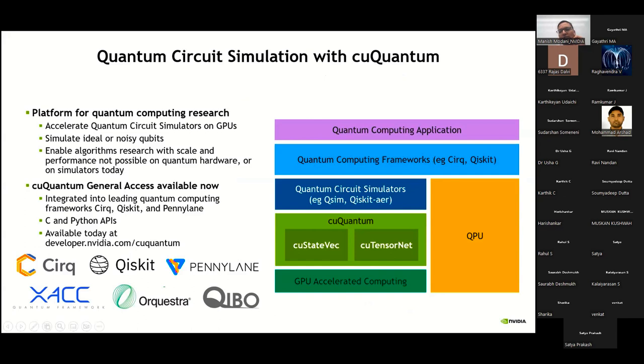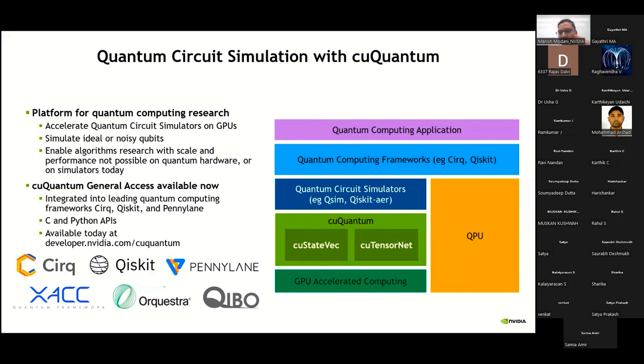What we say is, a quantum computer with meaningful qubits will take almost a decade or more, or we don't know. If things go faster, it may come in 5 years or whatever. Right now, all work is going on with simulators, quantum circuit simulators. What we did is we accelerated these quantum circuit simulators, because they run on classical computers. They don't use a quantum computer. And here we accelerated them using NVIDIA GPU.